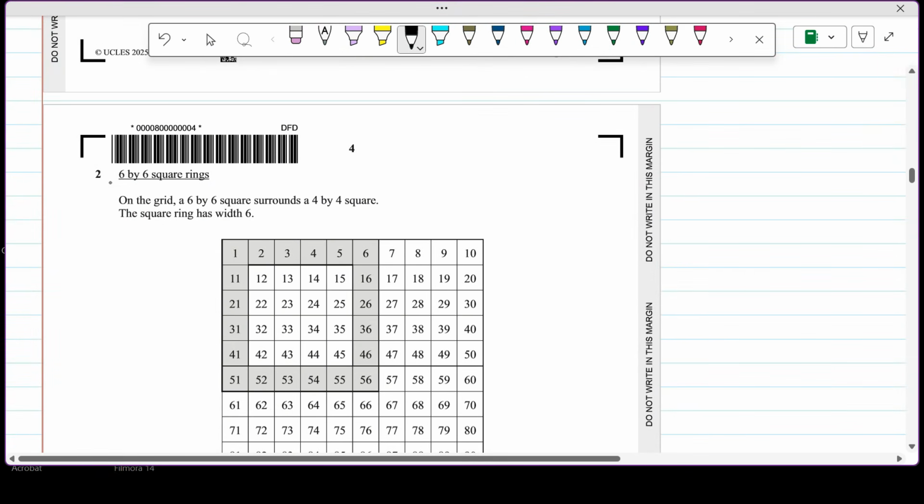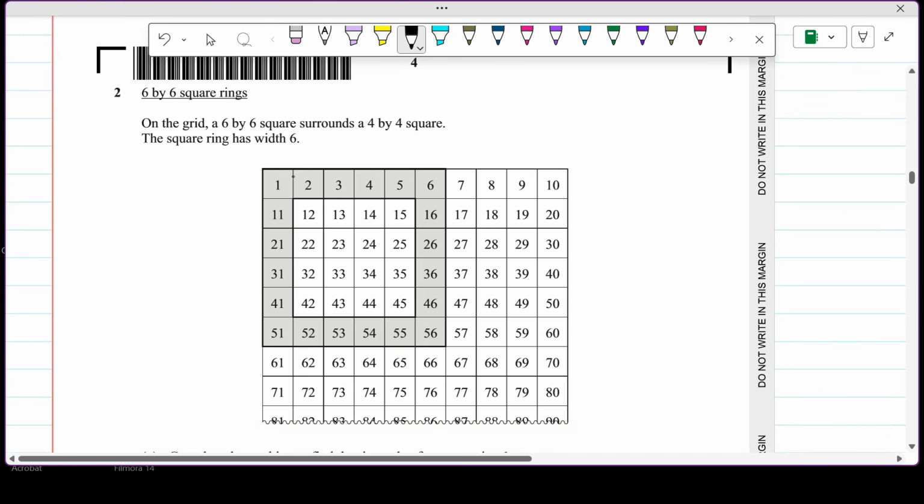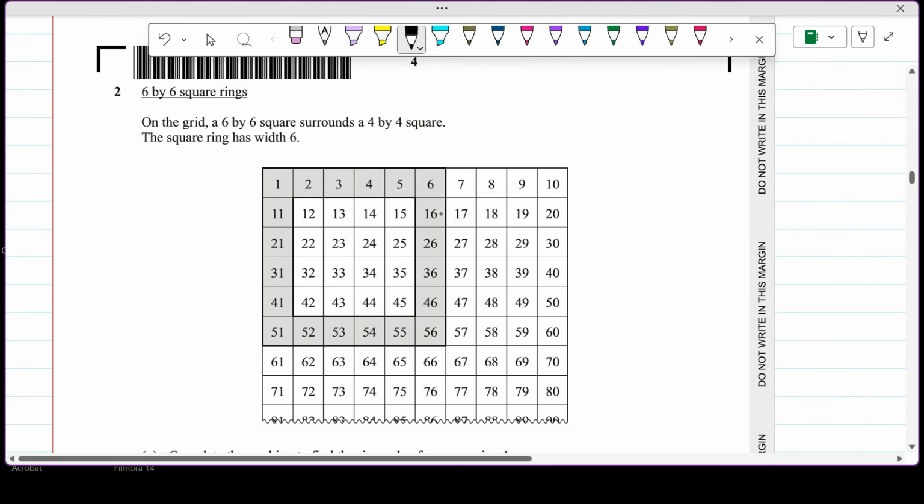Now question number 2. 6 by 6 squaring. So this is the 6 by 6. 1 2 3 4 5 6 and 1 2 3 4 5 6. This is a 6 by 6 square.